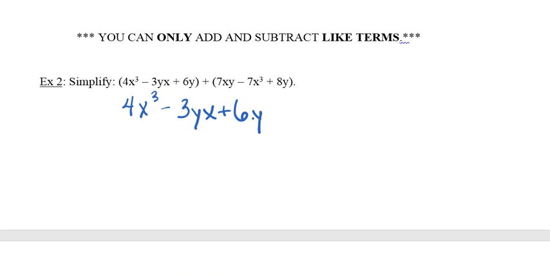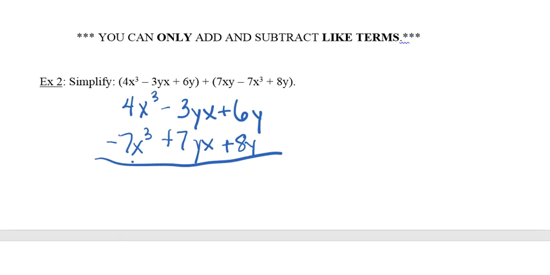Now there's a couple different methods for making sure you recognize the like terms. One of the methods is to do what's called stacking. Now as I look at this next expression, 7xy, and I look at this one, 3yx, they both have the same letter, and their letters have the same exponents. They're both a 1. So these are like terms. Even though their letters are in different order, I'm allowed to switch them, and now they're the same. The negative 7x cubed, same as this, x cubed. And then I have 8y, which would go with this 6y.